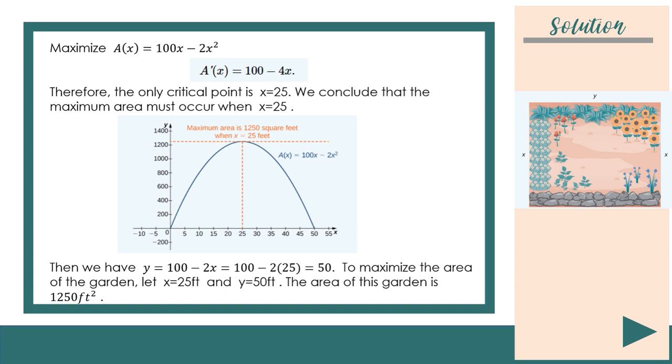Then we have y is equal to 100 minus 2x. So 100 minus 2 times 25 is equal to 50. So to maximize the area, we have the sides 50 by 25. Multiplying that, we have 1,250 square feet.